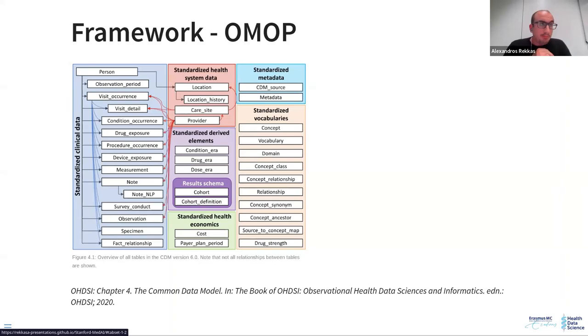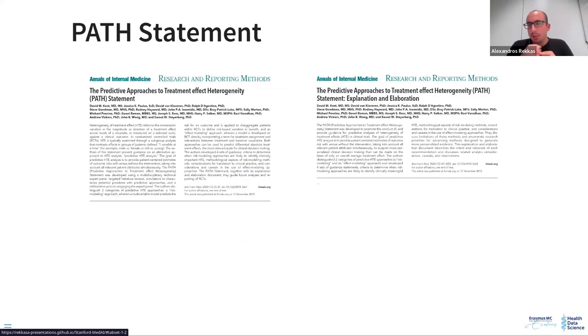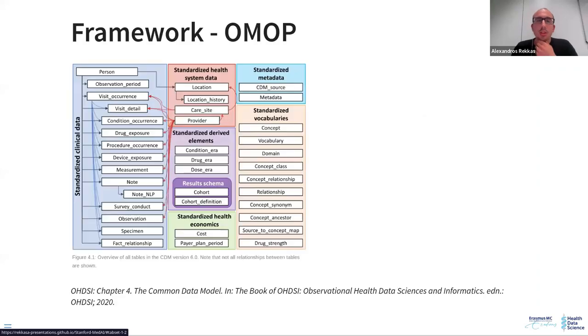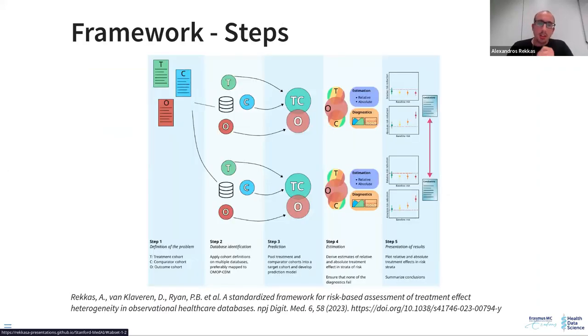So we had two main goals here. First, we wanted to translate this PATH statement to the observational setting, and also when we do that, we wanted to provide software that is actually compatible with the Odyssey, with the OMOP common data model, and this means that you can use it across any database that is mapped to the OMOP common data model. And this resulted in the definition of a five-step framework that we developed.